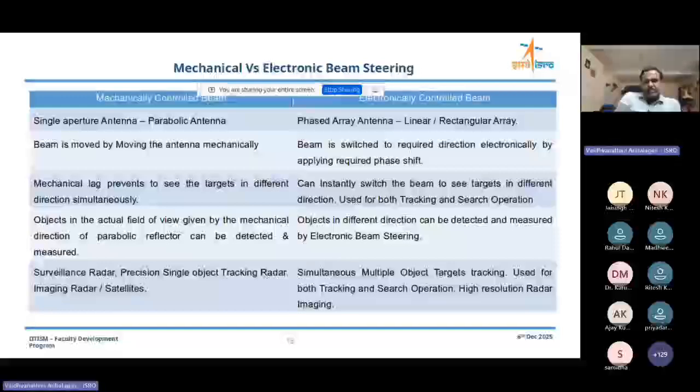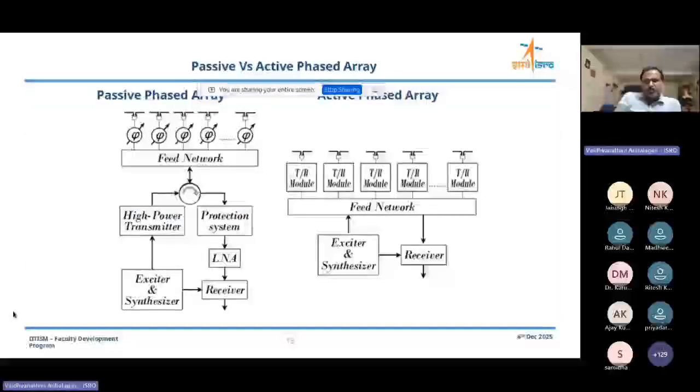Coming to the phased array, there are two types. We call them an active phased array or a passive phased array. Basically it's an array antenna. If all the elements in an array are individually controlled by a TR module, then we call it an active phased array, because the beam can be agilely switched to any direction by controlling the phase shift of each and every element. But if a group of elements is controlled by only one particular transmitter and receiver, then we call it a passive array.